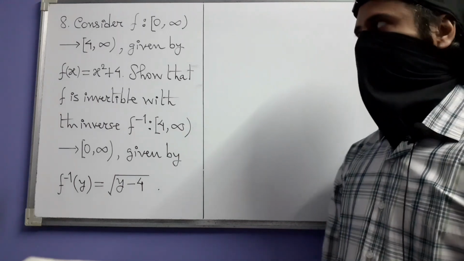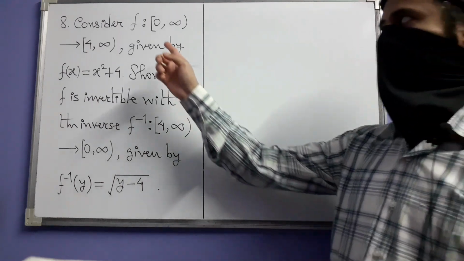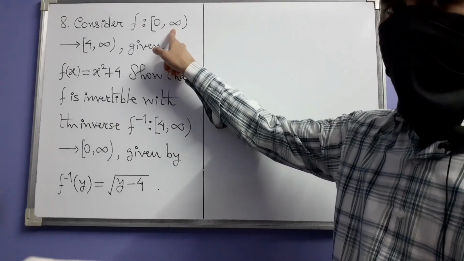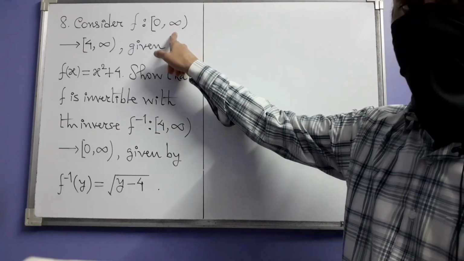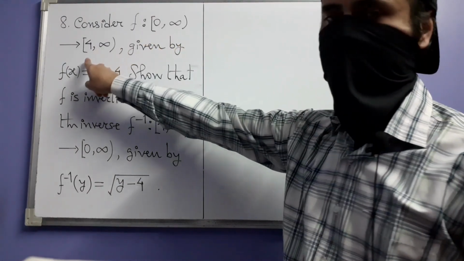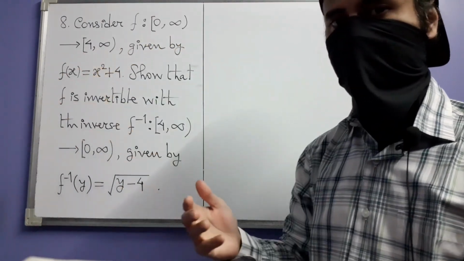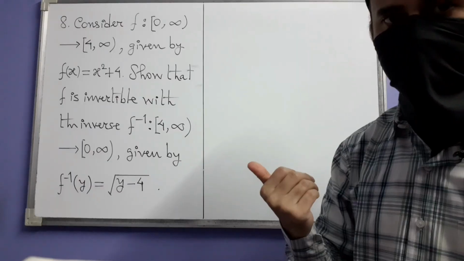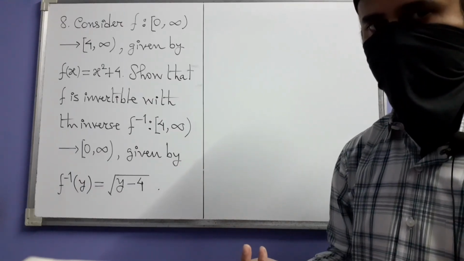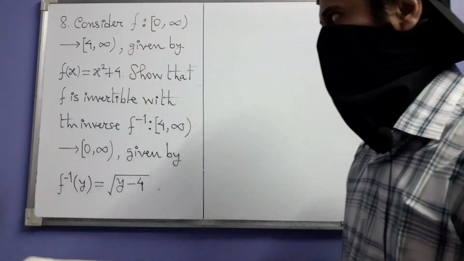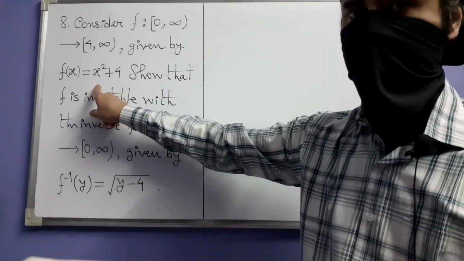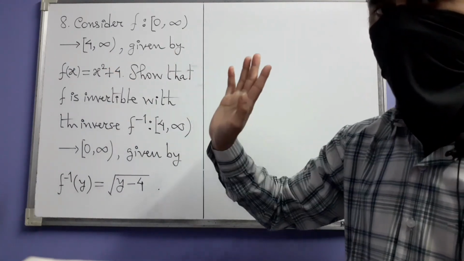Let us next see number 8. Here we are given the function f from this ray, the set of all non-negative real numbers 0, infinity, into this other ray, the set of all real numbers greater than or equal to 4, or you can also call it an interval 4, infinity. And the rule that defines f is this: f of x is x squared plus 4.